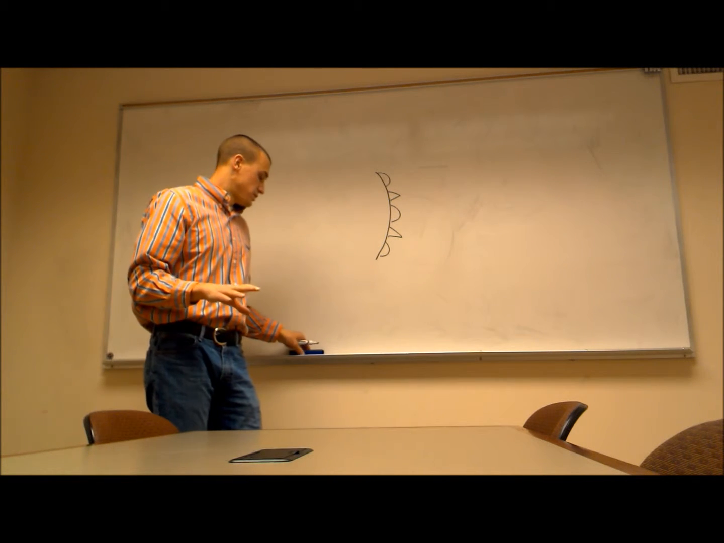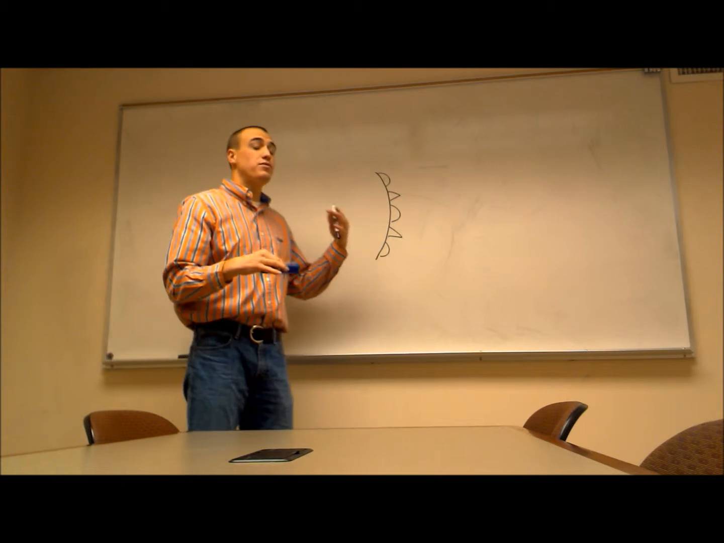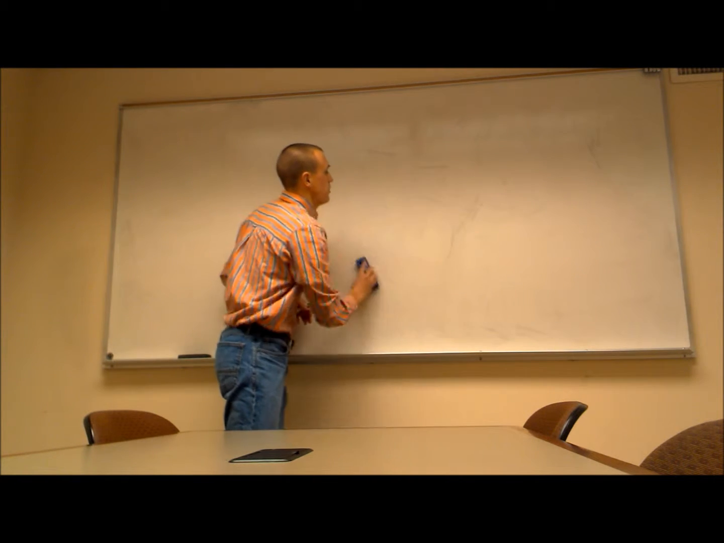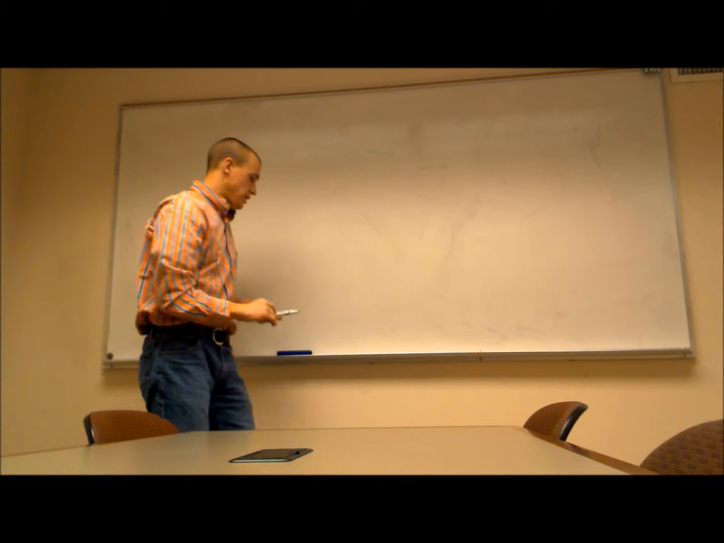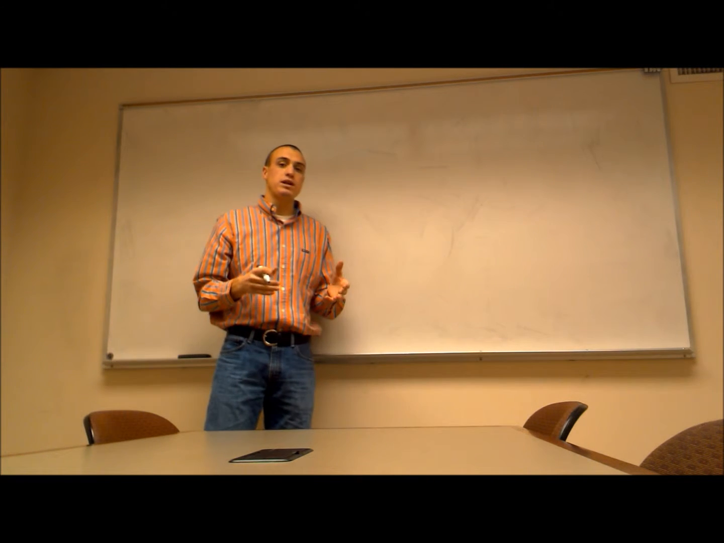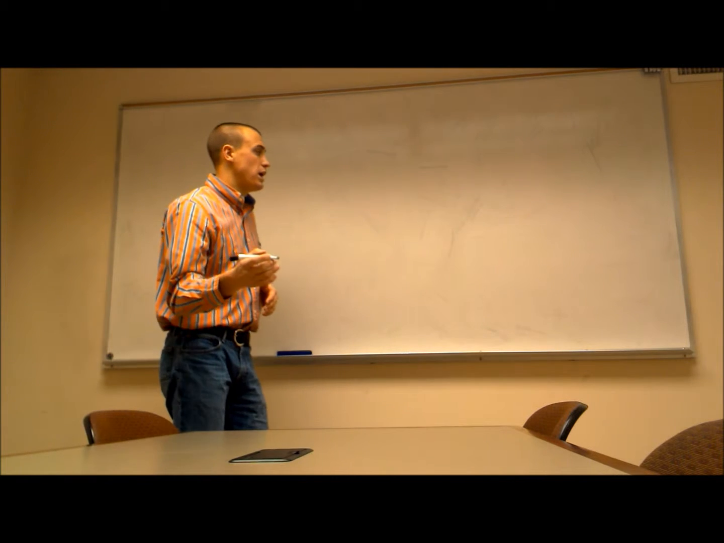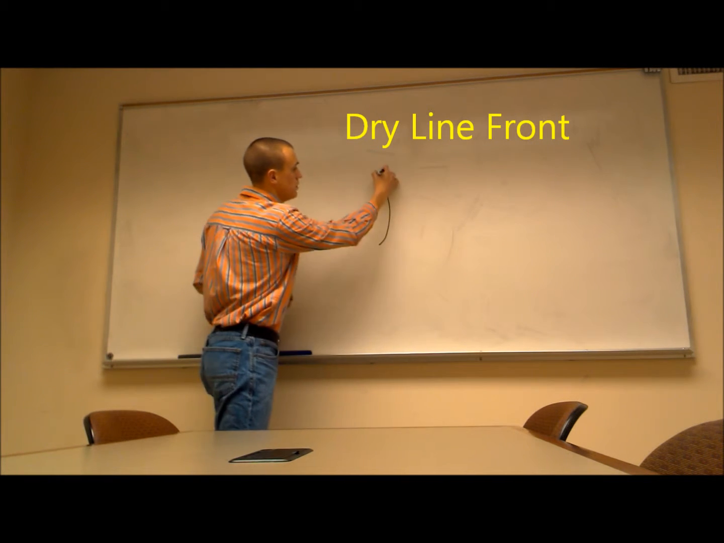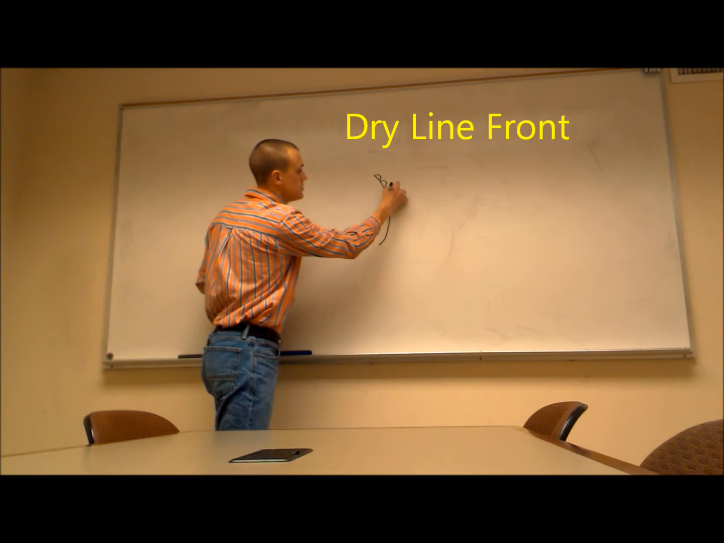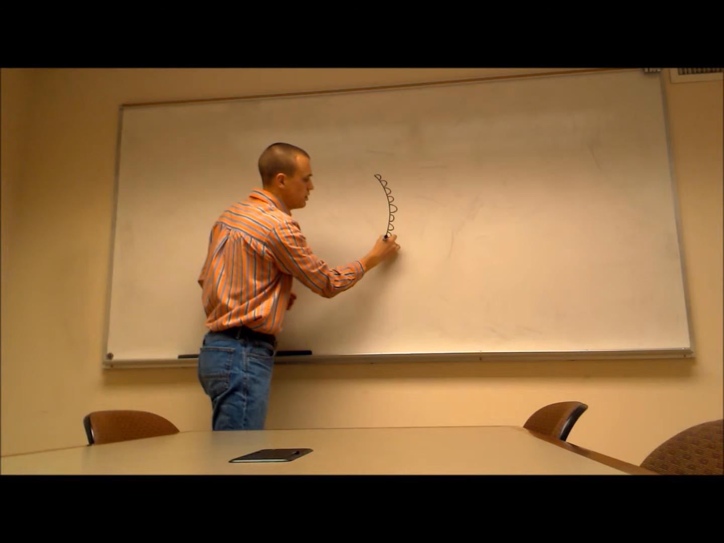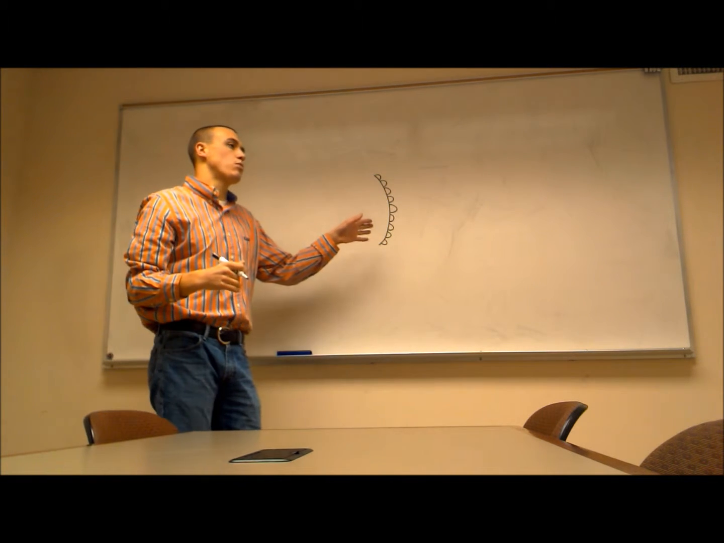The fifth and final front that we're going to talk about is called a dry line front. A dry line front is unique because it only occurs in the plains region of the United States. On a weather map, a dry line front is represented by a yellow line with yellow semicircles. These semicircles are a little bit closer and a little bit smaller than those of the warm front, and they are yellow.